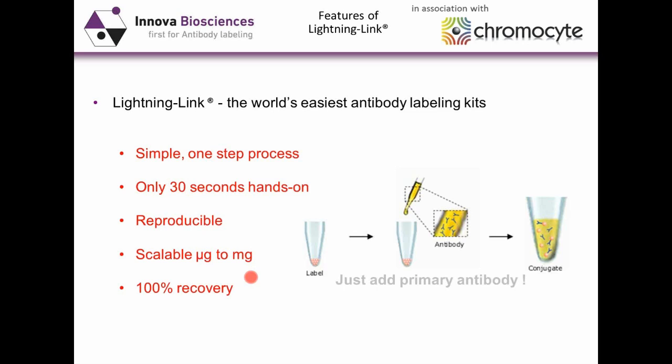The process is extremely simple. You take your label, which is in the kit from Innova Biosciences. You very simply modify the antibody with one of the reagents that is present simply by adding a small volume of that. Mix the antibody to the label. Incubate for probably 3 hours, overnight if you prefer. Stop the reaction and you have your conjugate ready.